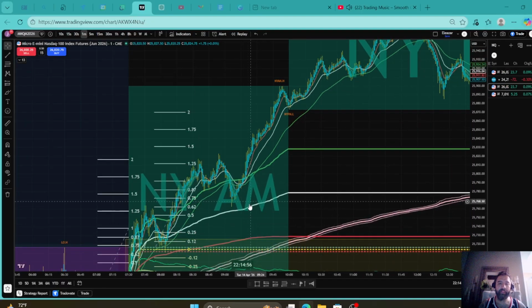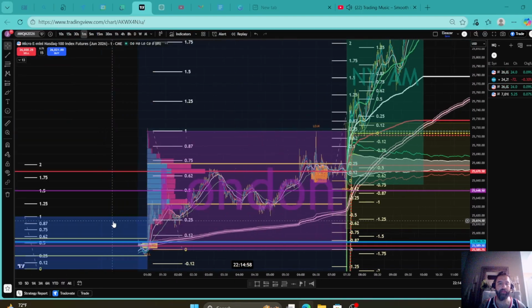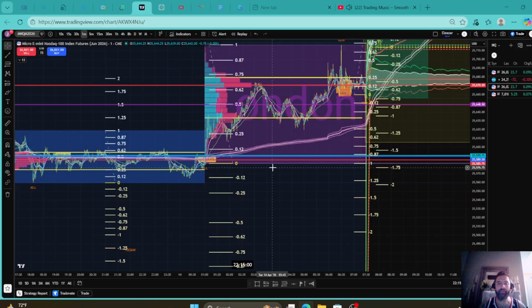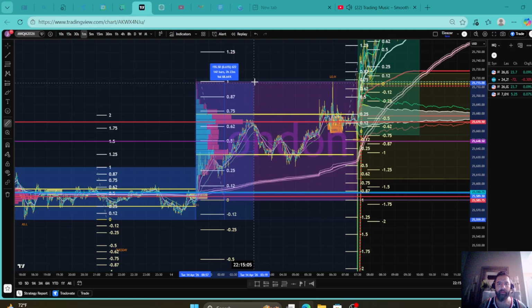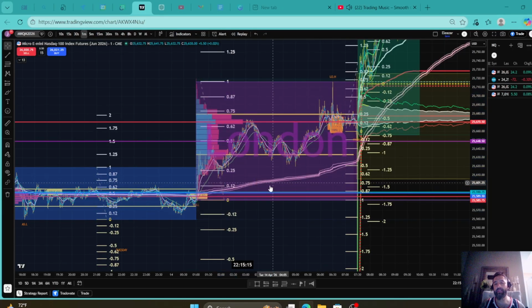Now I will say that overnight there was compression. That means our range wasn't very long. We had a range of about 157 points. When you take half of that, that is my fib from 0 to 1, and that's how I measure my fib. Whatever my Asia and London range is, I divide that by 2, and that's how I get my fib.